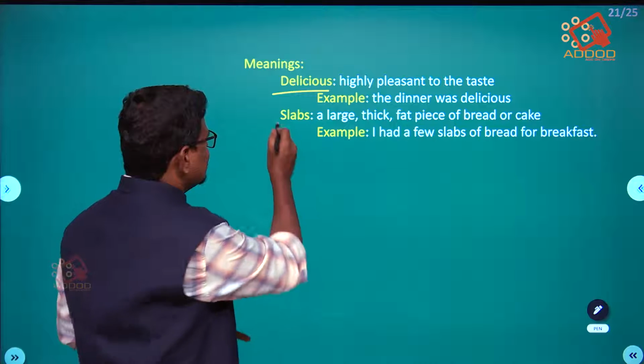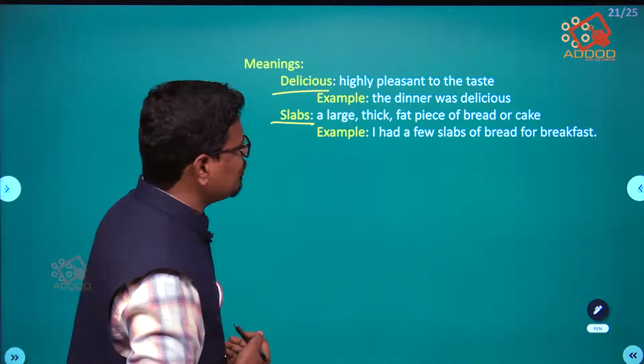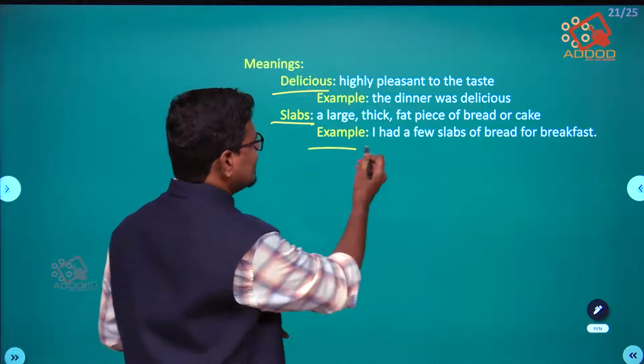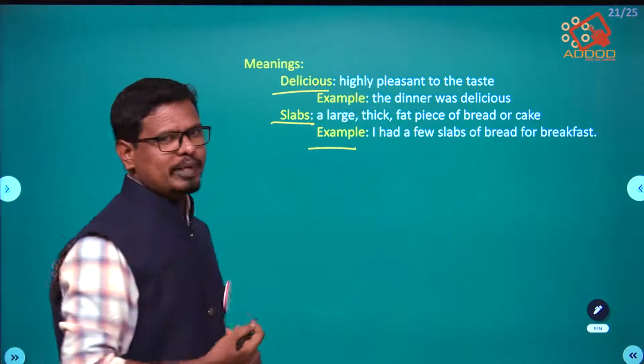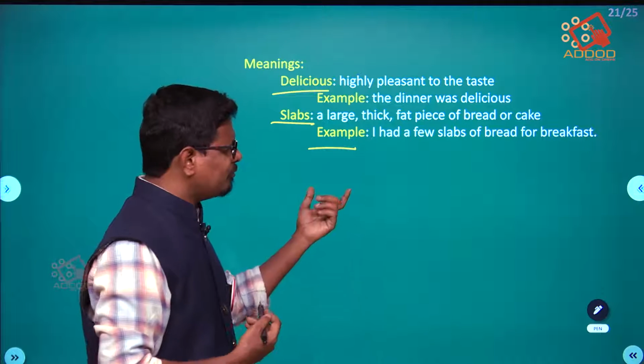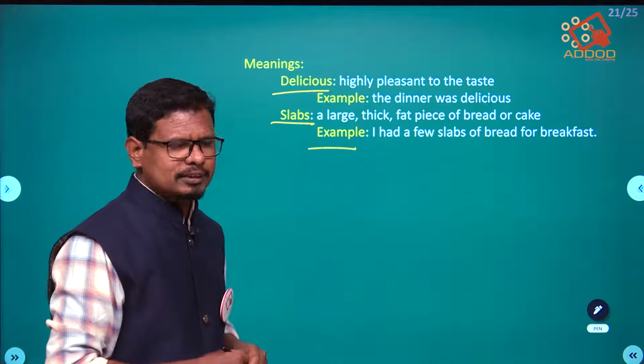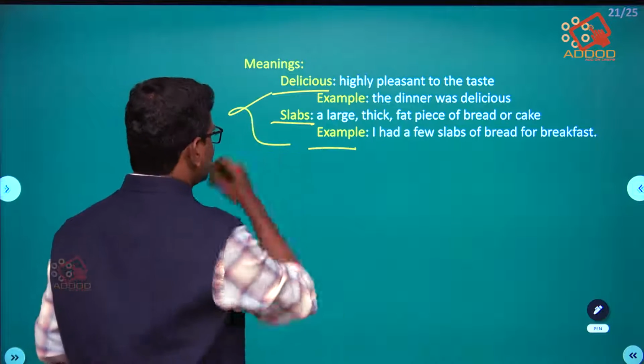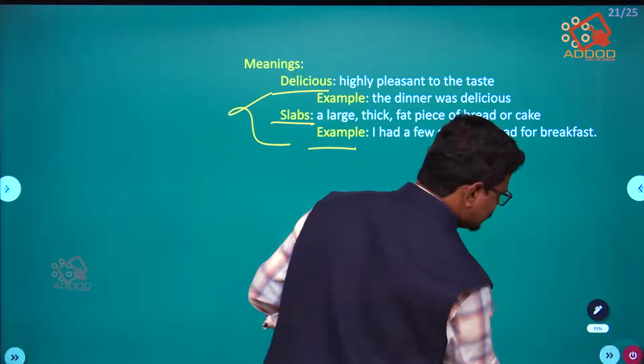Yeah, so slab: a large, thick, fat piece of bread or cake. For an example, I had a few slabs of bread for breakfast. Before coming to the office, I had a few slabs of bread for breakfast. Okay, so now you have to make your own sentences using those words.